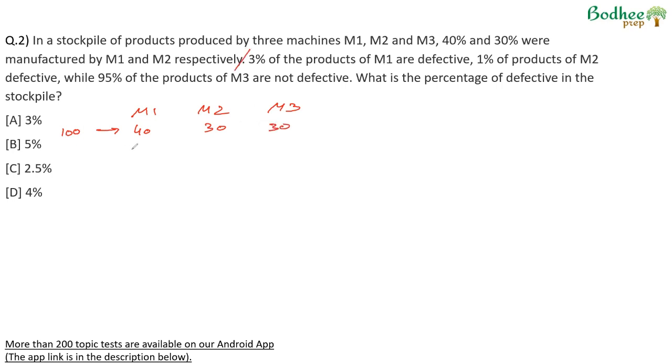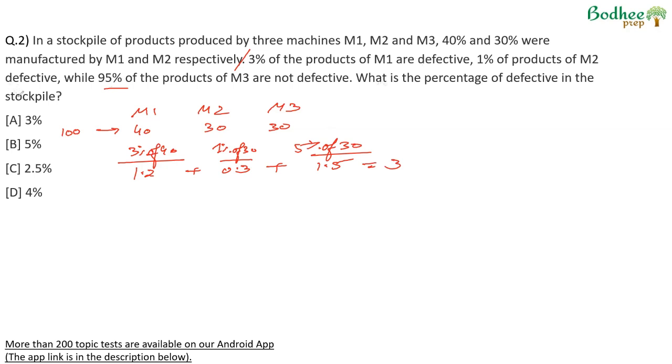3% of products of M1 are defective. So 3% of 40 are defective, which means 1.2. 1% of M2, 1% of 30 is defective, which means 0.3. While 95% of M3 are not defective, which means 5% are defective. 100 minus 95. So 5% of 30, which is 1.5. So the total number of defective items is 1.2 plus 0.3 plus 1.5, which is 3.